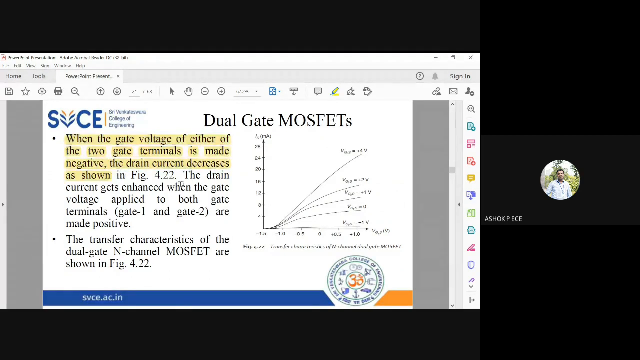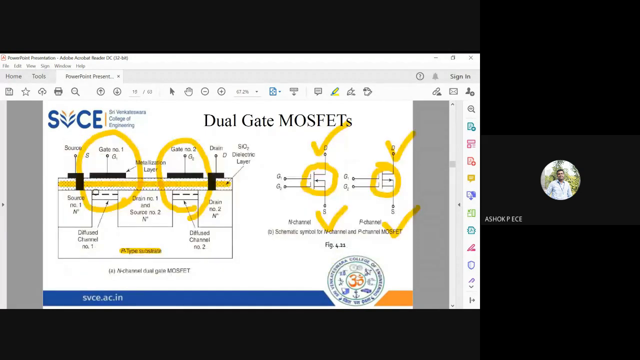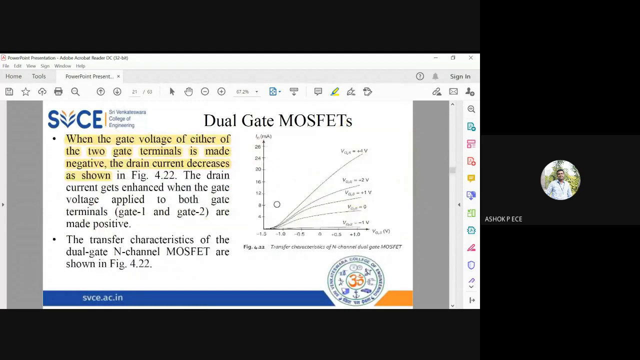You know the reason, because when you give a negative voltage, you will have equal and opposite charge. You will have positive charge here. But your channel is an n-type channel. So when you reduce the number of electrons by introducing more and more positive charge, the drain current is going to reduce. So that logic is being justified here. So when I make any one of my gate terminals negative, my drain current is going to be very, very small.